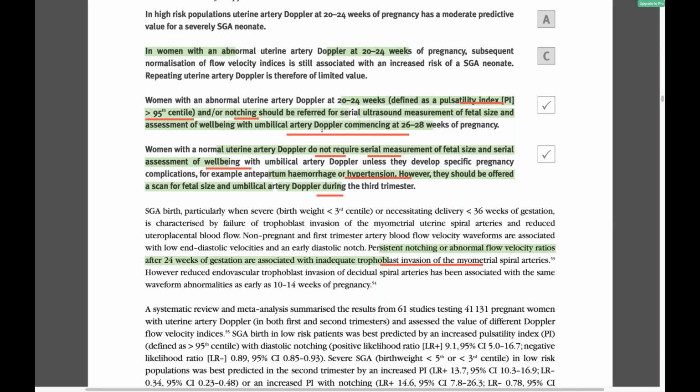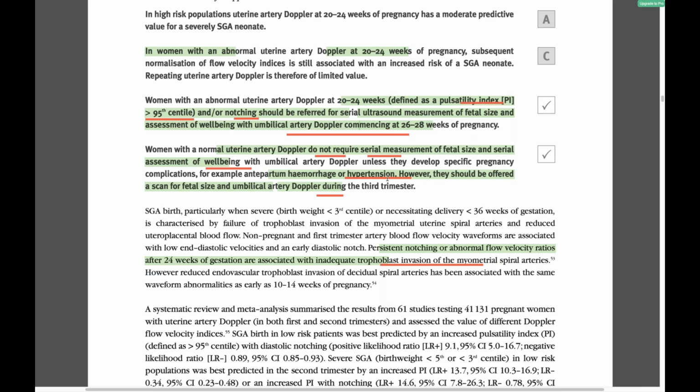So if we find abnormal uterine Doppler, what will we do? Umbilical artery Doppler at 26 to 28 weeks. Yes. So if the abnormal uterine artery Doppler is there, we have to do something. We'll do serial ultrasound for fetal size and umbilical artery Doppler for 26 to 28 weeks of pregnancy.